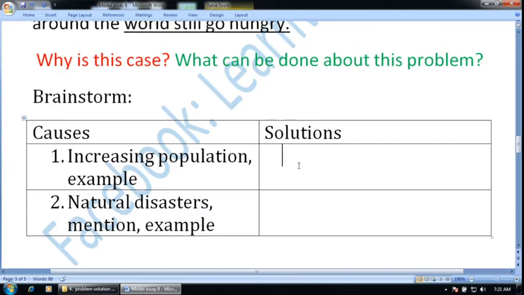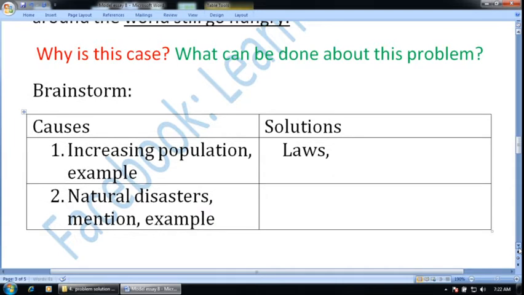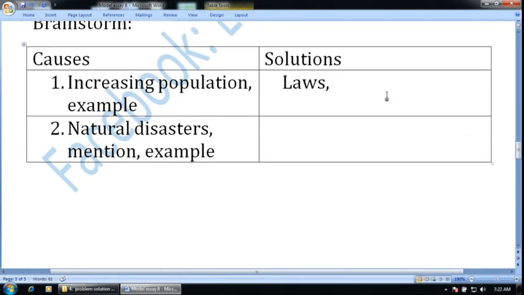If there is an increasing population, governments can make laws to decrease the increasing population, to prevent people from having more children. For example, China's one child policy. And for natural disasters, how can we manage them?